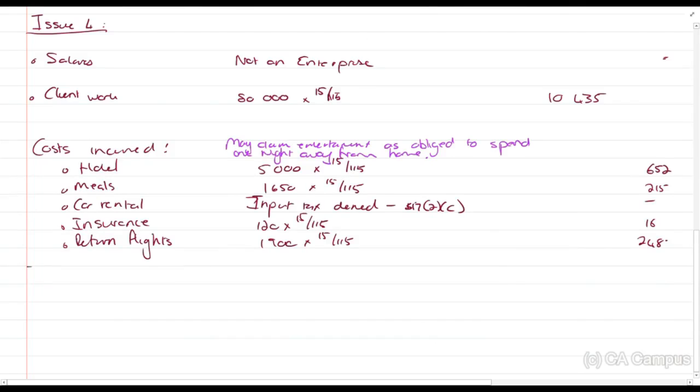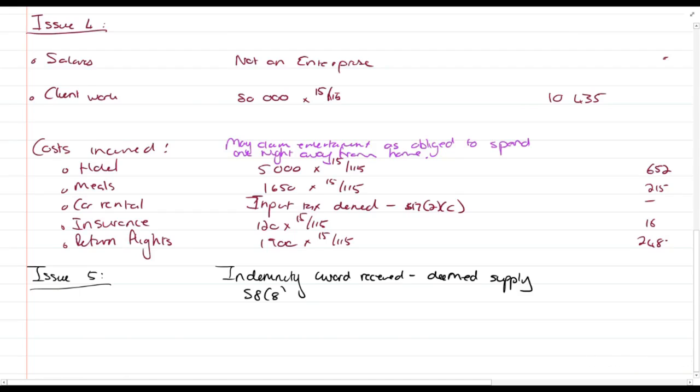Okay, so issue 5, indemnity award received. It's a deemed supply per section 8(8), and it is 120,000 times 15 over 115 times 70%. That would have given you 2 marks. And it is output tax, very important.